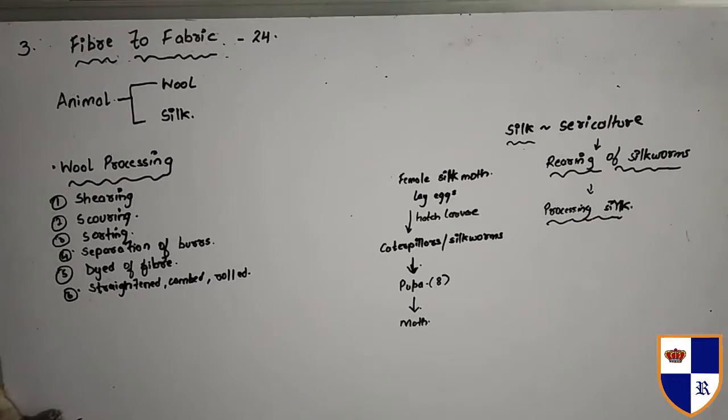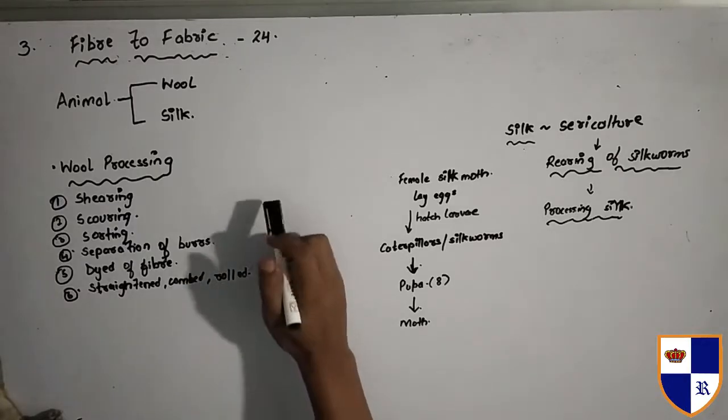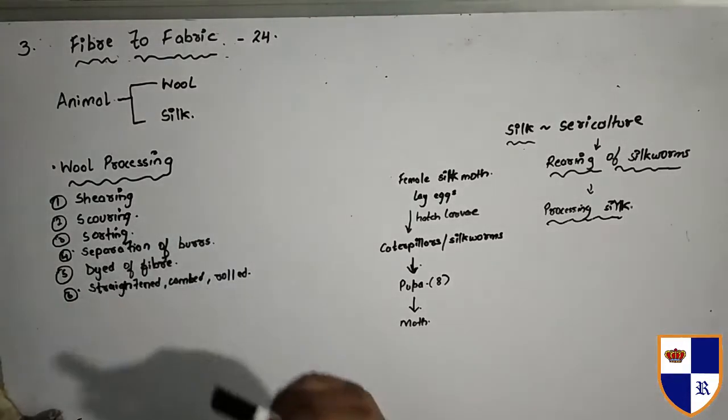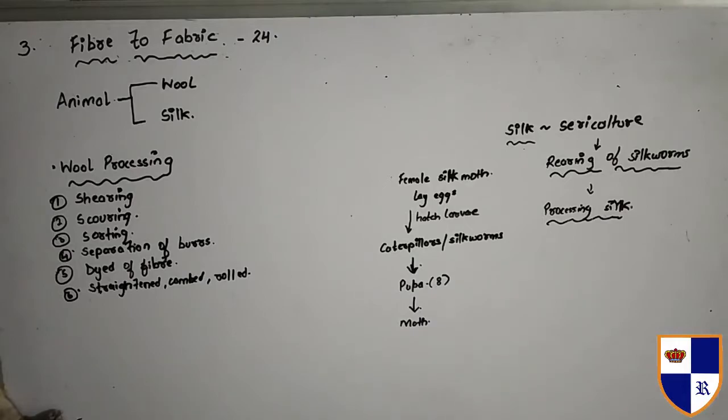We have studied that we get fibers from both plants and animal sources. From plants, for example, we get cotton and jute. And from animals, we get wool and silk, which we are about to study in detail in this chapter.